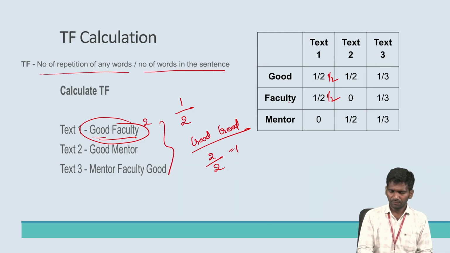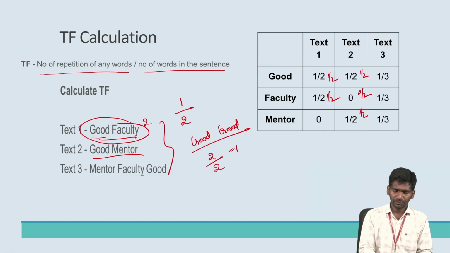Next, similarly faculty also. Next, in text 2, what is there? Total 2 are there, so by 2 for all. How many times is good repeating? 1 time, so 1 by 2. How many times is faculty repeating? 0, right? So 0 by 2. How many times is mentor repeating? 1 time, 1 by 2.